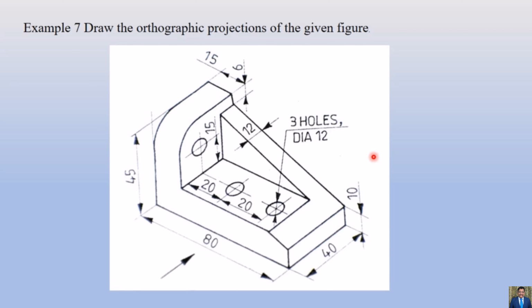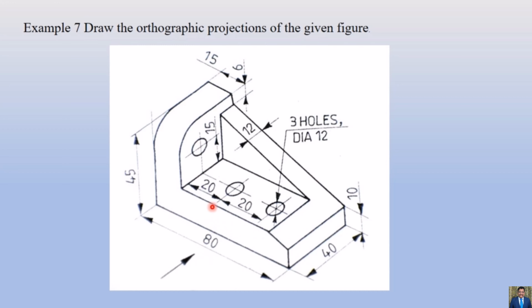This is example number 7. Draw the orthographic projections of the given figure. So this is a little bit complicated question. Till now we have seen very easy questions, and those questions will appear for diploma standard students.